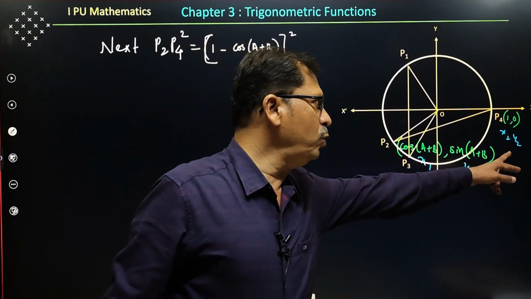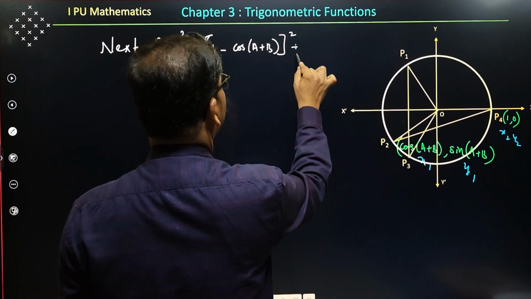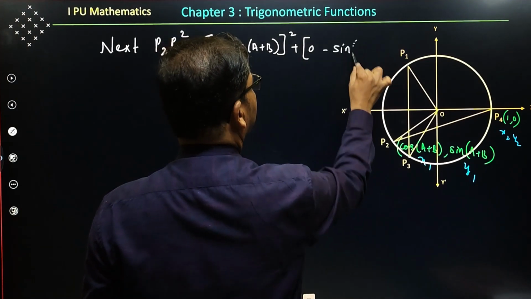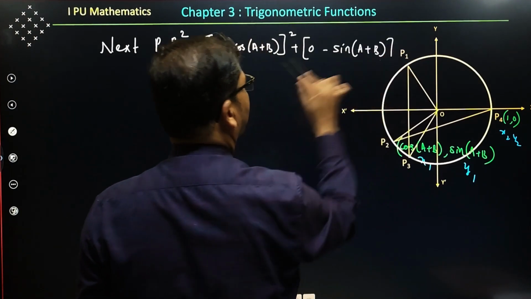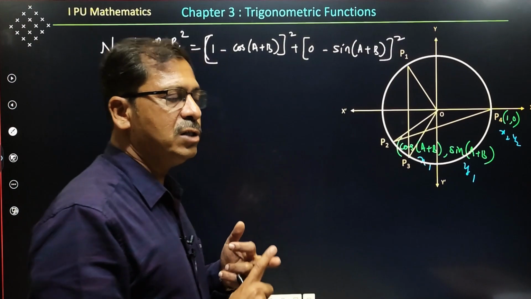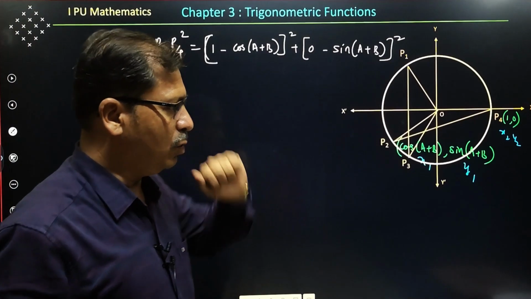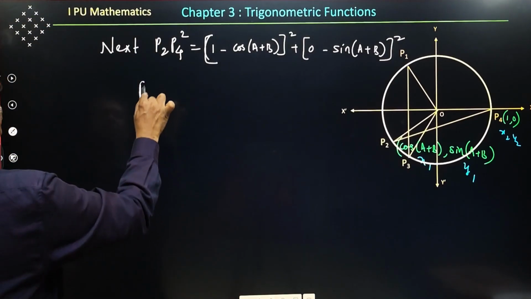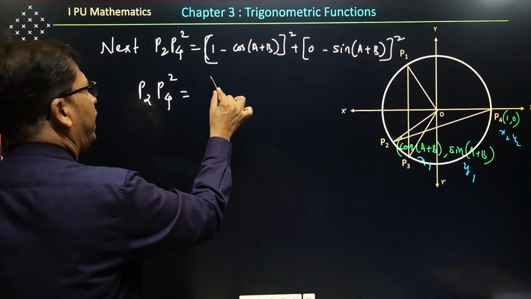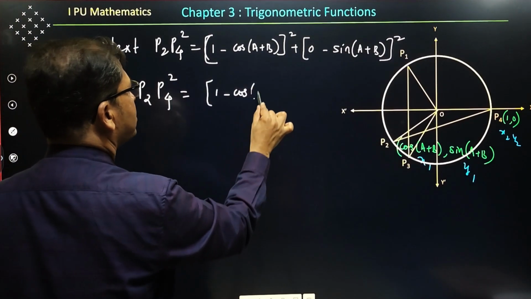Next, y2 minus y1. In place of y2, what is there here? 0 is there. Minus y1. In place of y1, sin of a plus b is there. Square is there. See, I have used the distance formula, x2 minus x1 whole square plus y2 minus y1 whole square. Now, P2 P4 square is equal to, you write it as 1 minus cos of a plus b whole square.